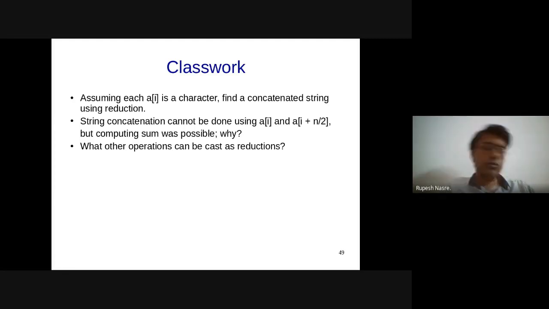Okay, so just to recap, string concatenation cannot be done using a of I and a of I plus n by 2, or a of 2 into offset minus thread ID minus 1, something like that we did for taking the first and the last, etc. So that doesn't work because sum, etc. is commutative as well as associative, whereas string concatenation is only associative.